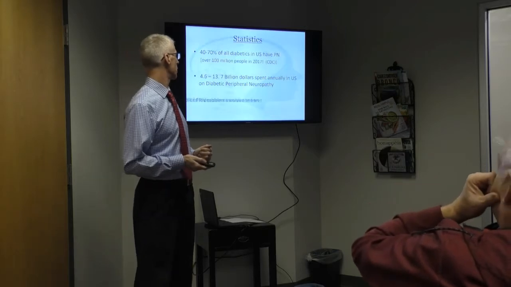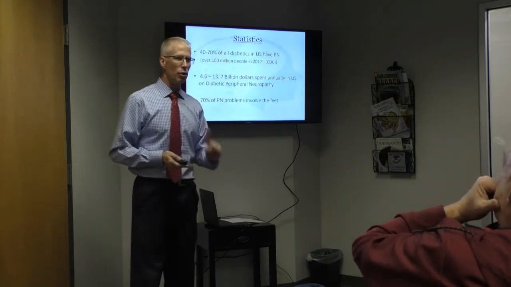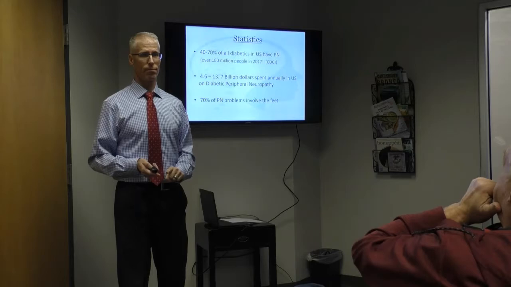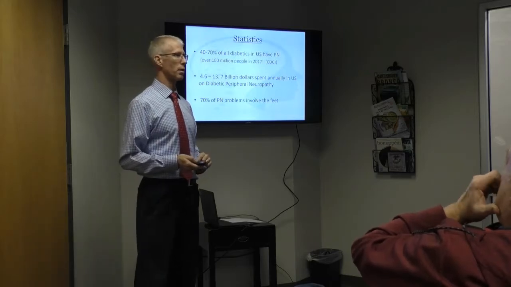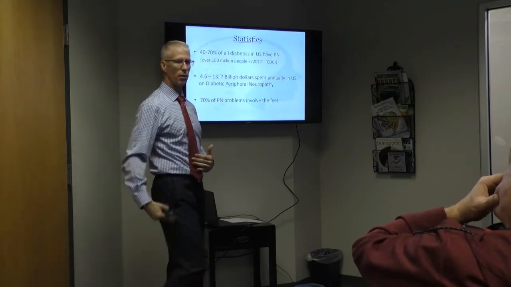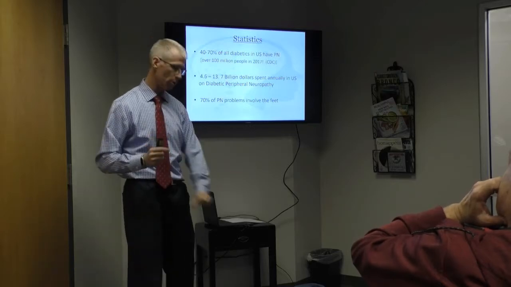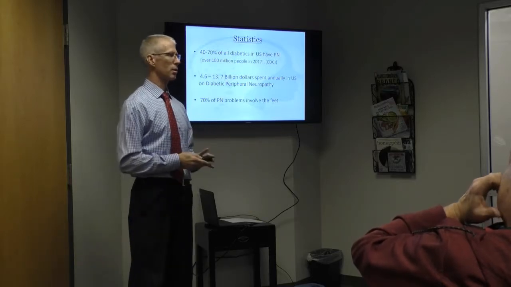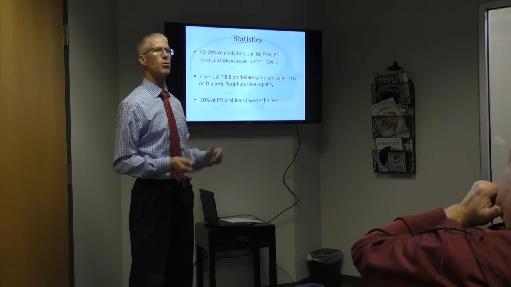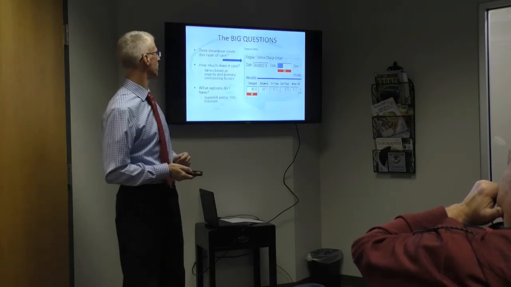Lots of money spent every year, and it usually starts in the feet. About 70-80% start in the feet. So the nerves that go to the feet are the longest nerves. It takes the most energy to get the nutrition down to the tips of the nerves, and that's usually where the symptoms start, in the feet.